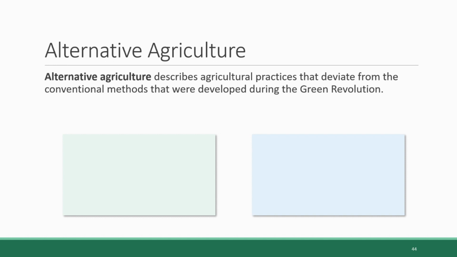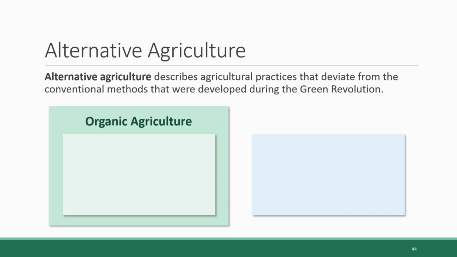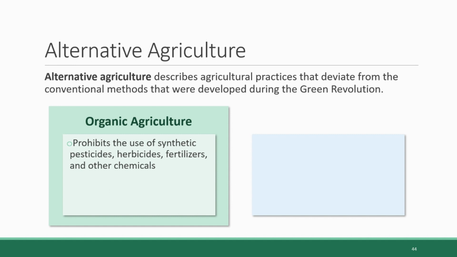So, alternative agriculture describes agricultural practices that deviate from the conventional methods that were developed during the Green Revolution. There are two main schools of alternative agriculture, and those are organic agriculture and conservation agriculture. The priority of organic agriculture is to avoid the application of synthetic chemicals to crops. So, synthetic pesticides, herbicides, fertilizers, and other chemicals are prohibited for something to be considered organically grown. Organic agriculture also prohibits the cultivation of GMO crops.